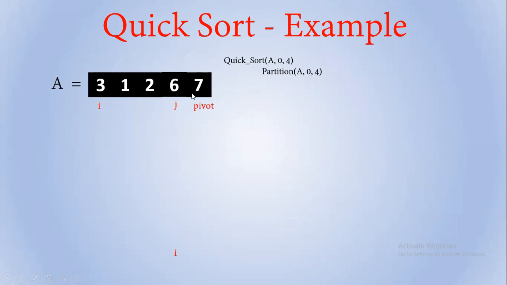The pivot is this value, A4. A4 is equal to the pivot, that means 7 is equal to pivot. And J equals 3, I equals 0. That is the first step of this algorithm. Then we will move into the while loop.